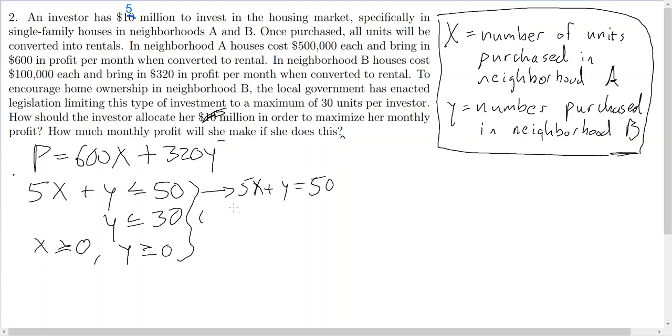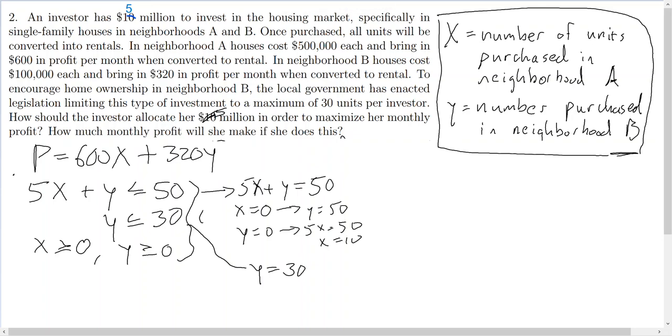We'll graph by intercepts. Let x equal 0. That tells us that y equals 50. On the other hand, if y equals 0, that tells us that 5x equals 50, or x equals 10. Now, y less than or equal to 30 is just going to be y equals 30. That's a horizontal line if you remember your college algebra.